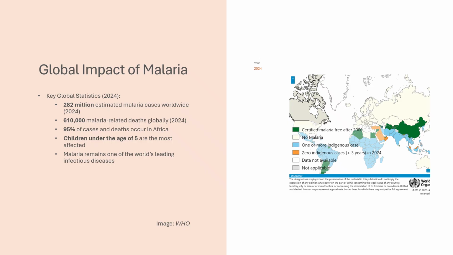Overall, malaria is much more than just a mosquito-borne illness. It's a preventable and treatable disease, yet it continues to affect millions of people every year. Continued research, improved access to healthcare, and effective prevention programs are essential if we hope to eliminate malaria completely as a global health threat.